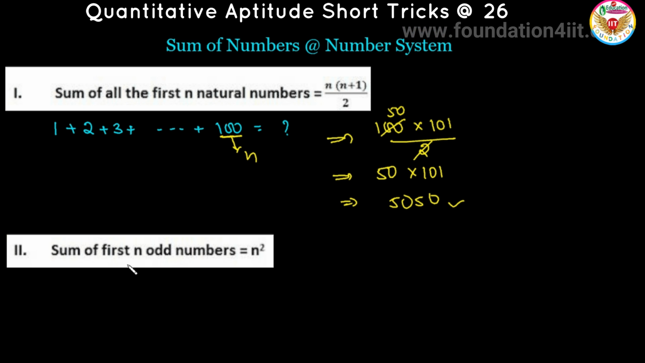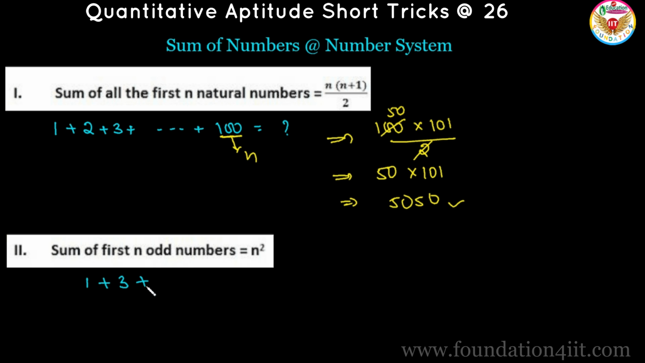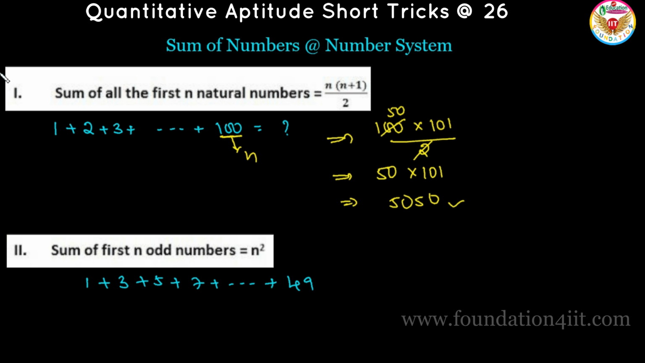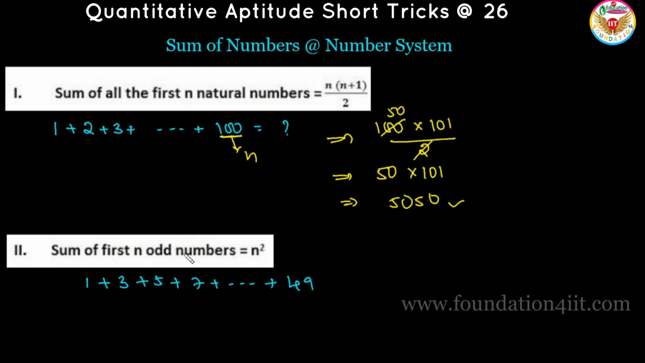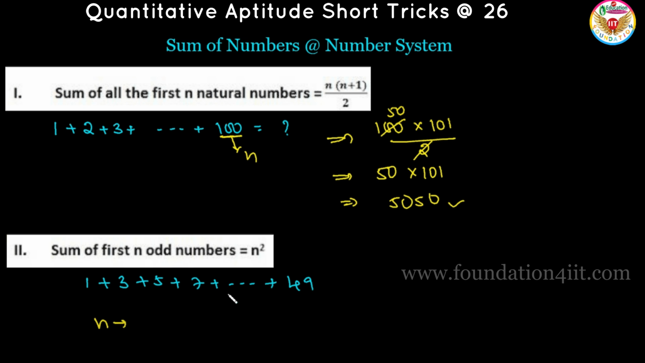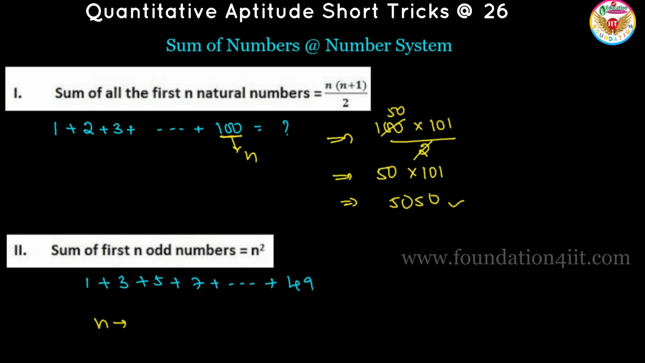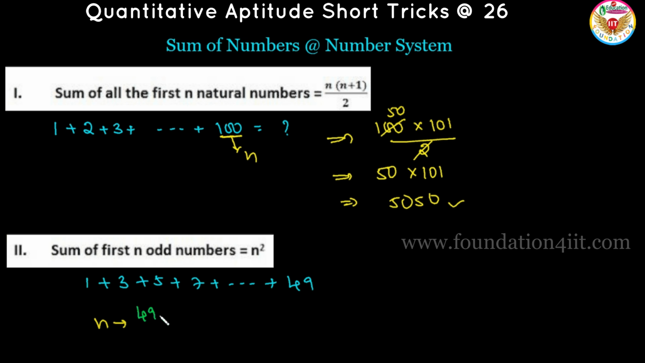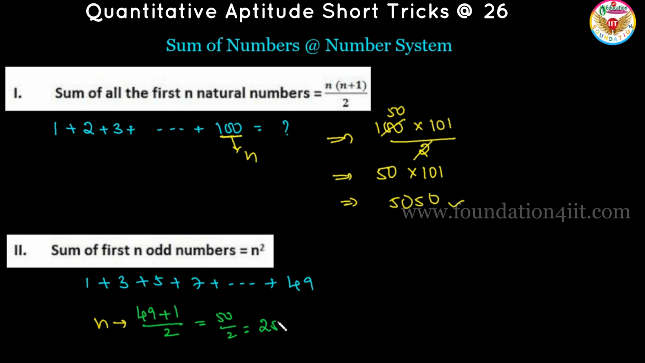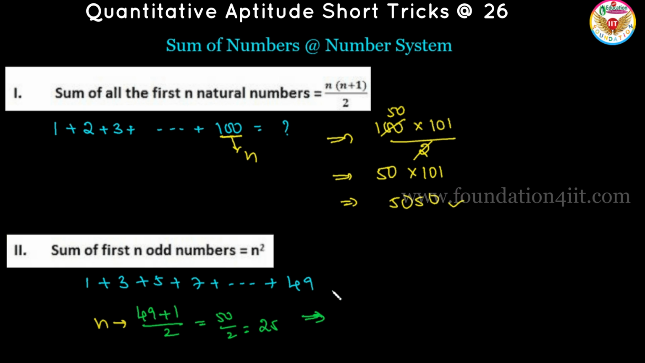Next we have the sum of the first n odd numbers. If it is odd numbers and even numbers, I will show the simple trick. That is n square. Sum of the first odd numbers. That means if you want to add 1 plus 3 plus 5 plus 7 and so on, let us say up to 49. We should not take 49 as n, because the count of numbers is n here. To find out the n value first, we take the last number plus 1 divided by 2. So 49 plus 1 is 50, divided by 2, that is 25. Now you can apply the formula, that is n square.